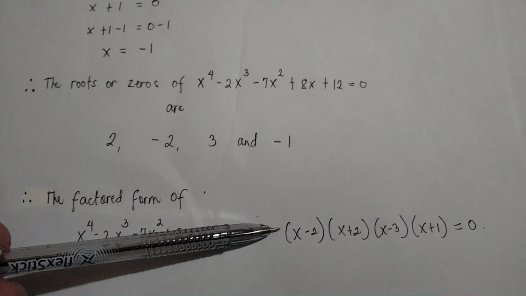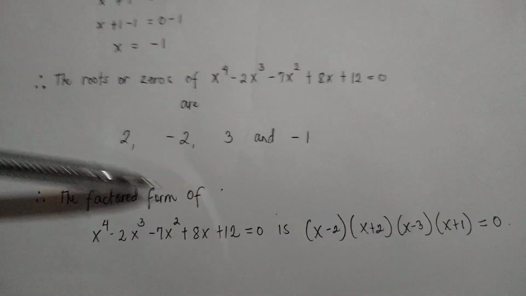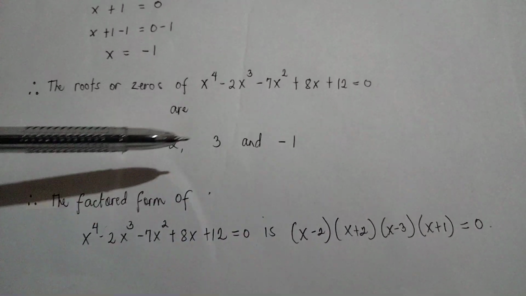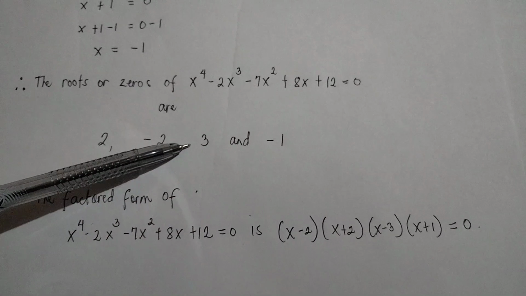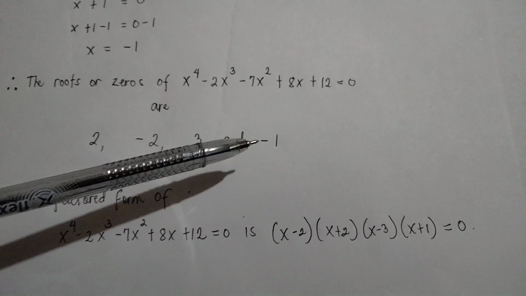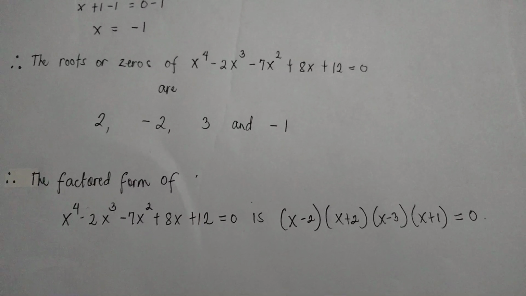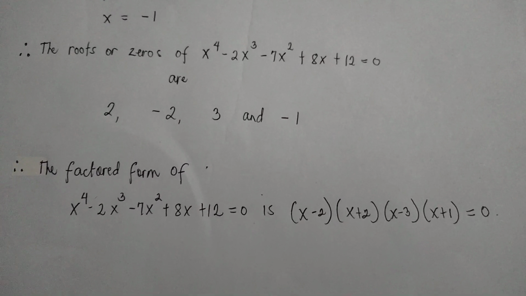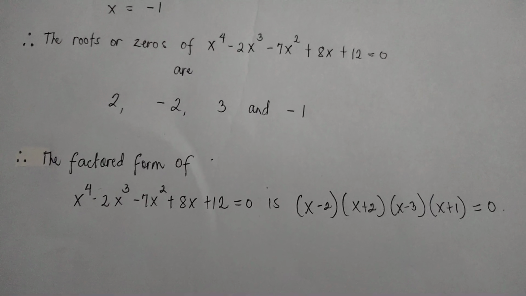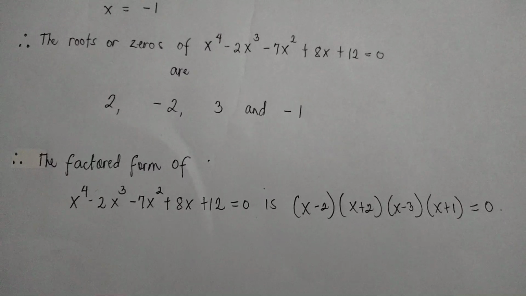x minus 2, which comes from the 2. Then, x plus 2, which comes from the negative 2. Then, x minus 3, which comes from the 3. And x plus 1, which comes from the negative 1. So, the factored form is the quantity x minus 2 times the quantity x plus 2 times the quantity x minus 3 times the quantity x plus 1 equals 0. Thank you so much.